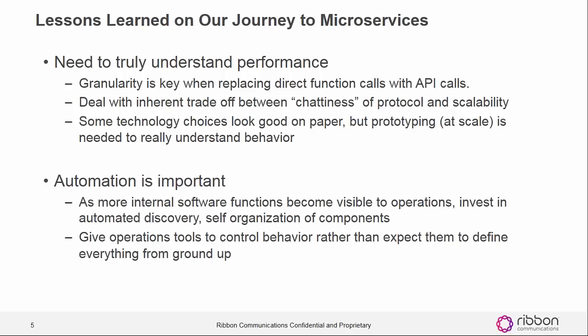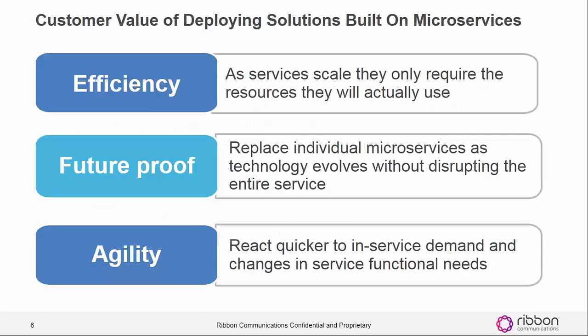So what we did, as I said, was we took our session border controller and broke it out into a microservices model, and we really wanted to drive to these three attributes of value to the customer, right? It's not just what we were able to do, but why is this valuable ultimately to our customers? So it drives efficiency. As our customers scale services, they only require the resources they actually use. You no longer have to buy resources and have them sit around and not be utilized.